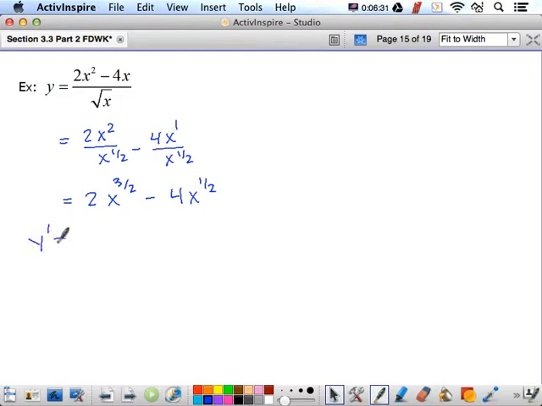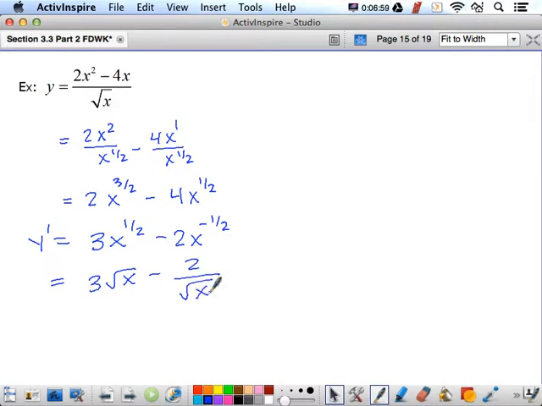So we have y prime equals 3/2 times 2, which is 3x to the 1/2 power, minus 1/2 times 4, which is 2x to the negative 1/2 power. And then I don't deal very well with fractional exponents. I like radical forms, so I'm going to go back and put this as 3 square roots of x minus 2 over the square root of x.